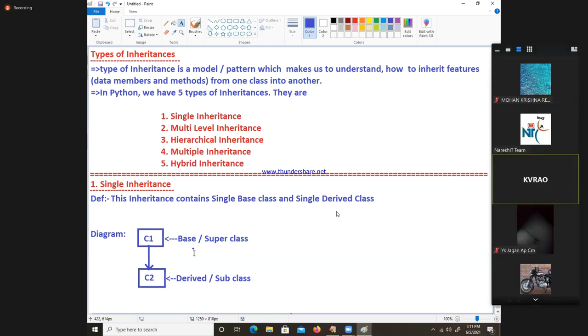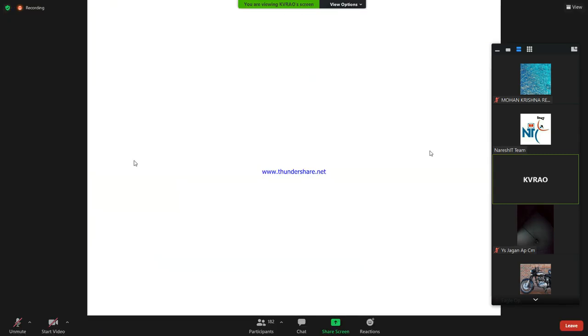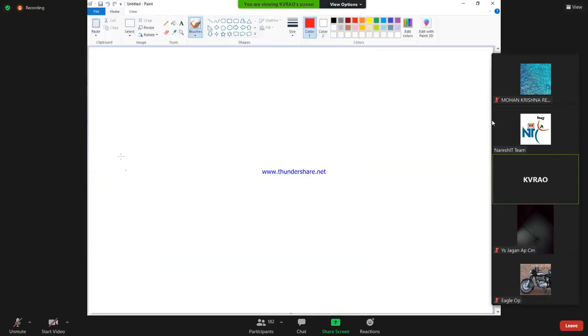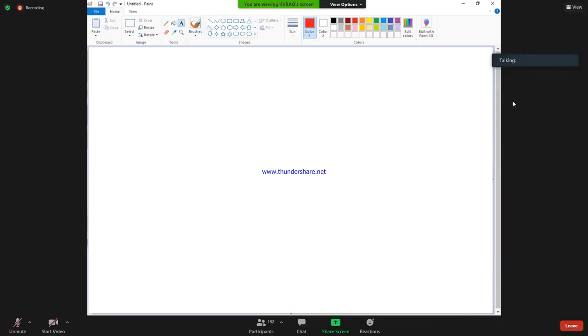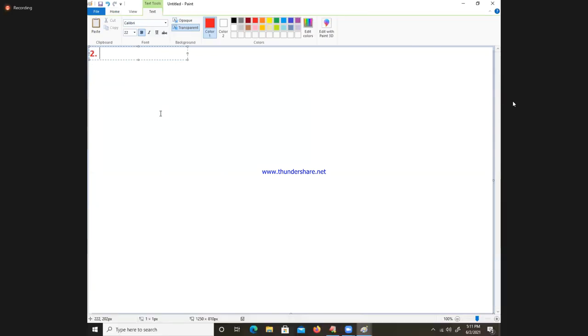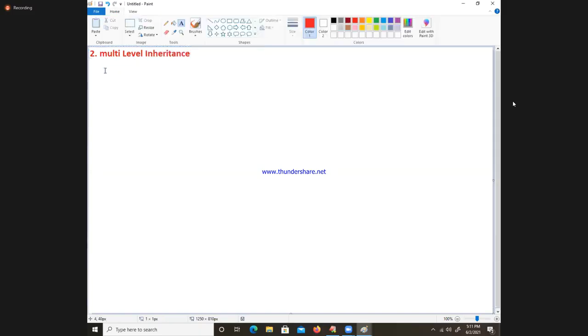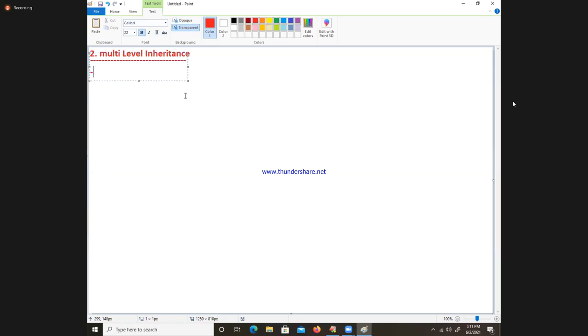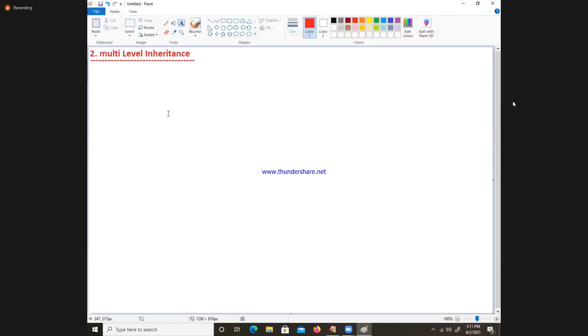Now I will take the second paintbrush. Second level of inheritance I am talking about. What is the second level? Multi-level inheritance. For each level of inheritance, I will explain the program. Don't worry. So I will go for multi-level inheritance. Of course, this is a very frequently asked question, because most people do not know how to define this.